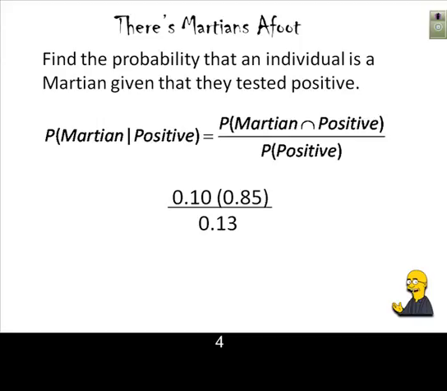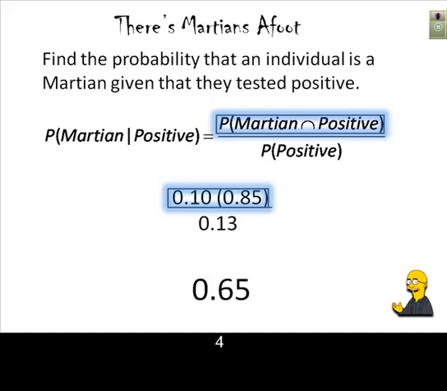Okay? So that gives us 0.1 times 0.85 all over 0.13. And you can see, of course, the top is the intersection of Martian and positive, and that gives us a result of 0.65. So the probability, you've got a positive test result, the probability that the individual who was tested is actually a Martian is 0.65.